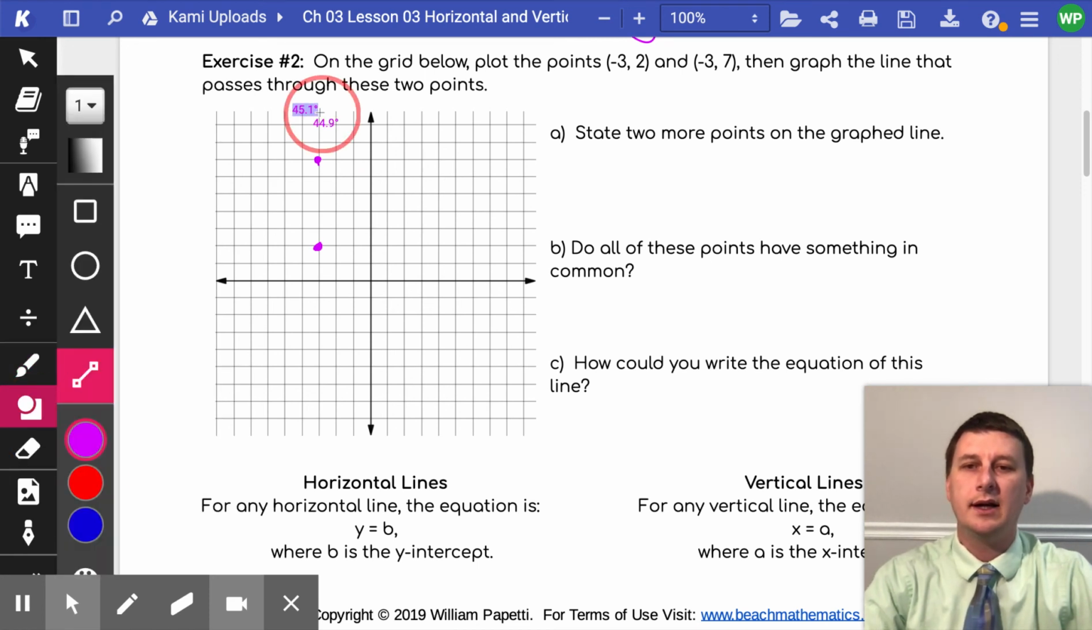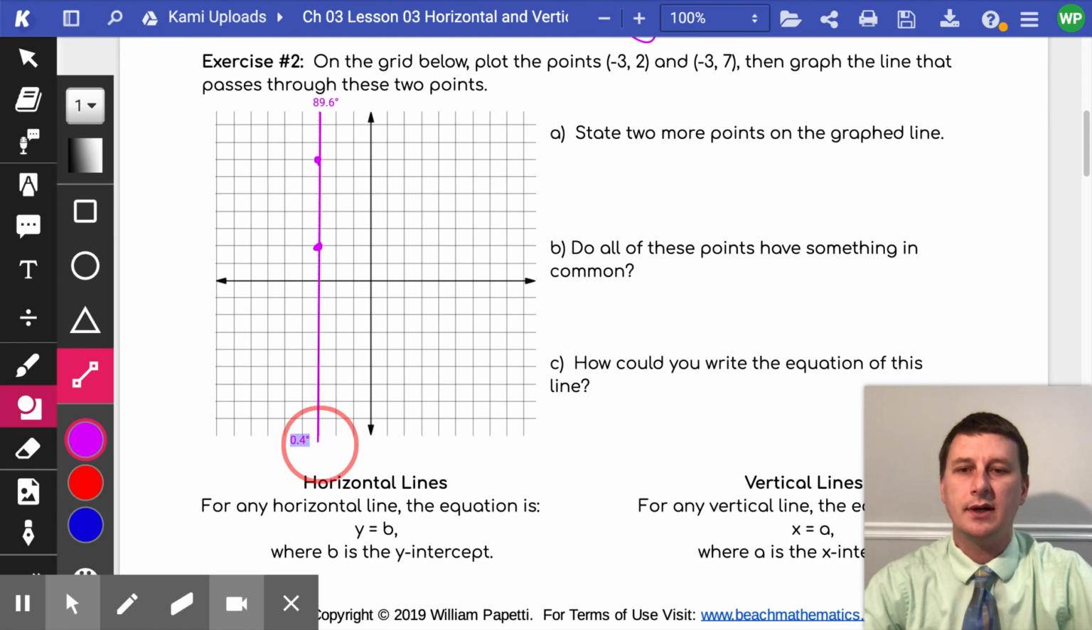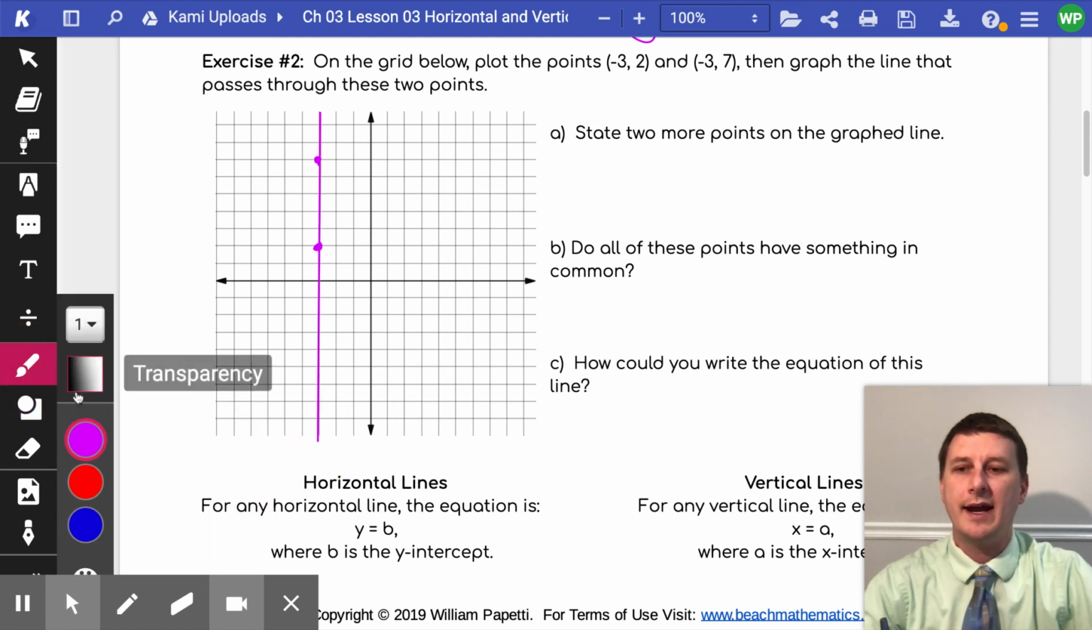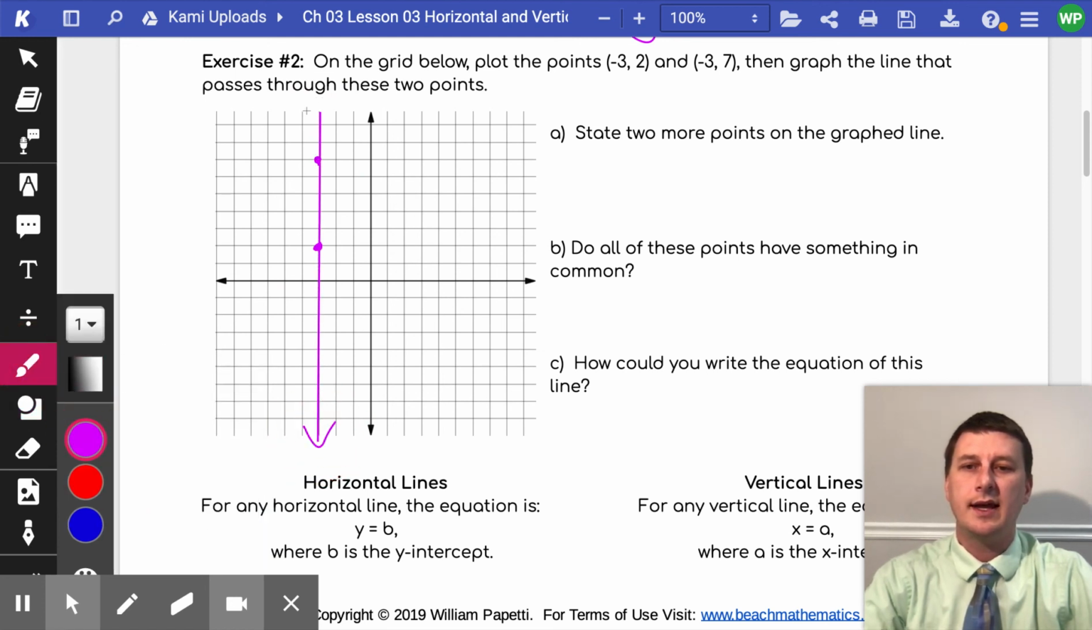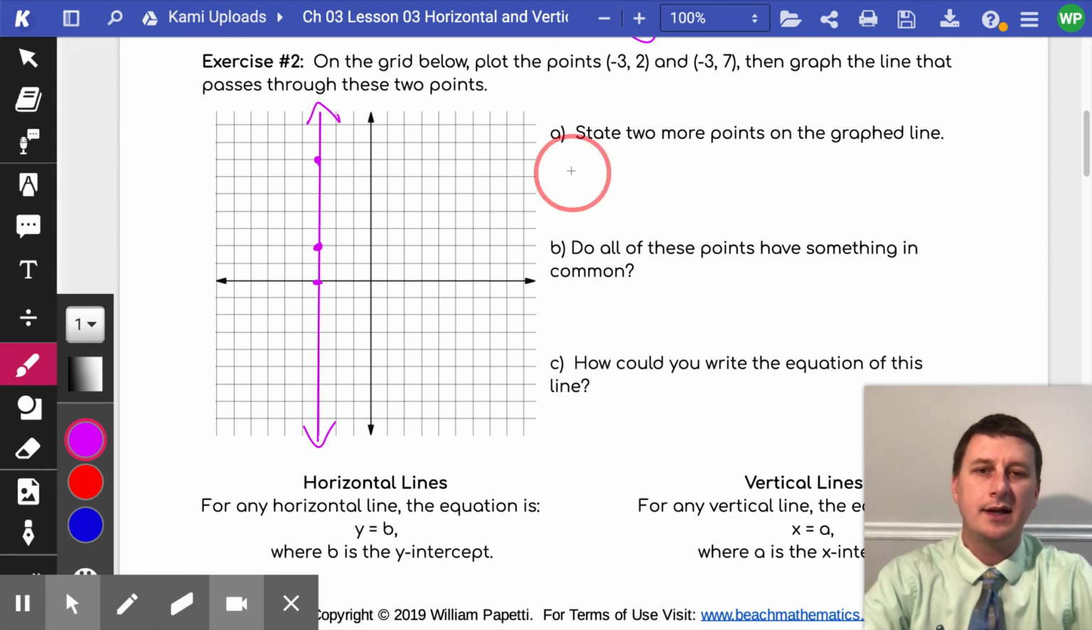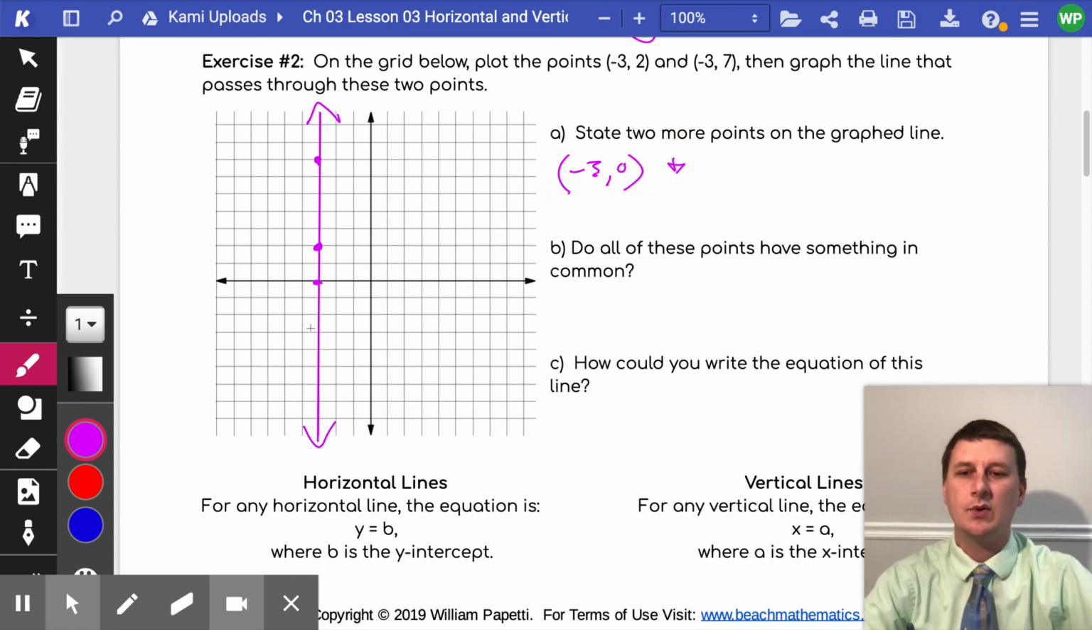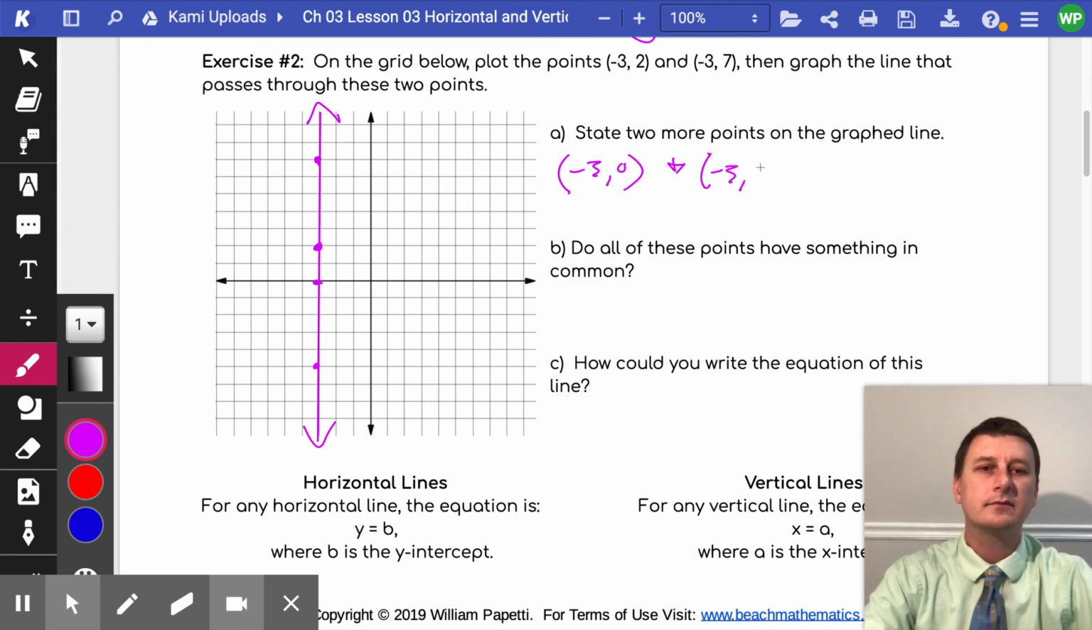So I'm going to graph the line that passes through those 2 points, nice straight line. And I'm going to put arrows on the edge of that line to show that that line goes on forever in both directions. State 2 more points on the graph line. Well, I'll go for the obvious right here, and I'll type in -3, 0. And also, let's go down here because we don't have any in this quadrant, so we'll do -3, comma, -1, 2, 3, 4, 5. How about that one? And we're going to have -3, 5.